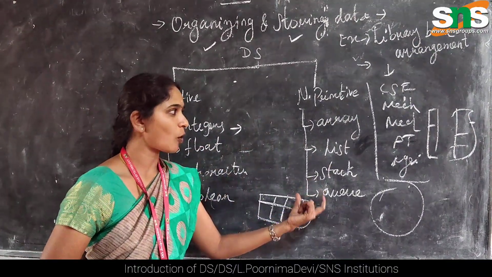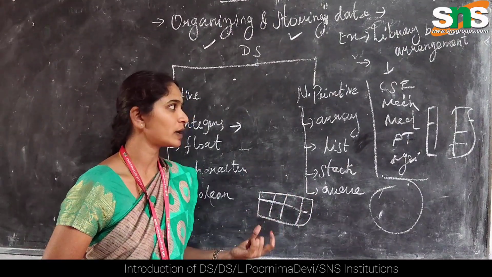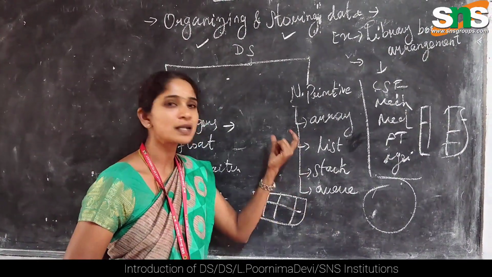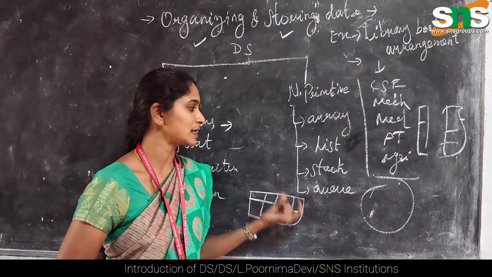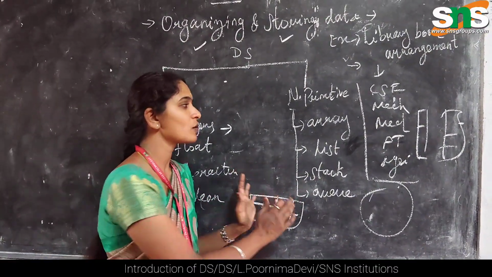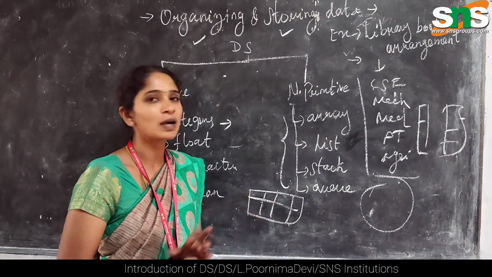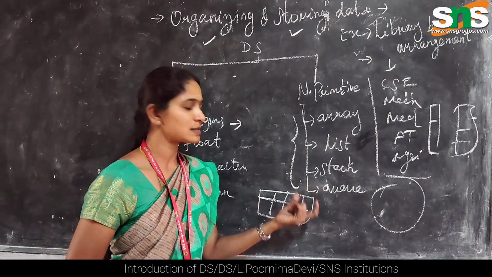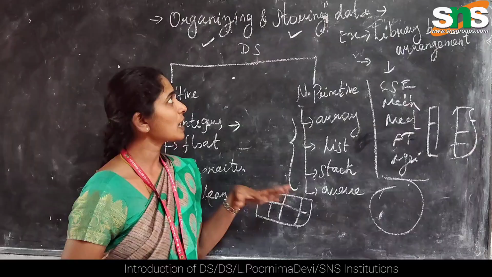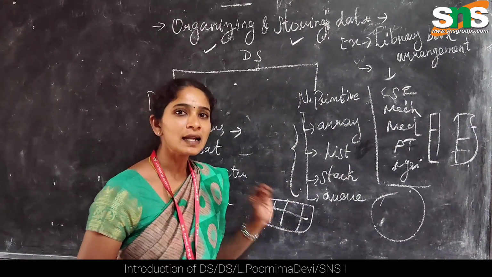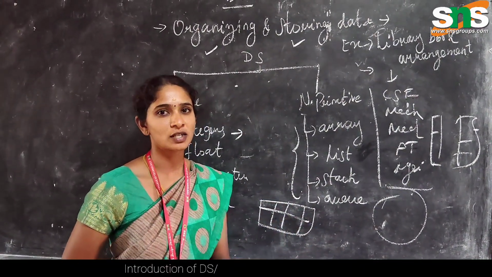Next, non-primitive data types, in which we arrange the data in a particular order. That's why we use array, list, stack, queue. These are the main important topics which we will discuss in the upcoming sessions: arrays, list, stack, queue. In this part we discussed what a data structure is and a real-time example of a data structure. Thank you.